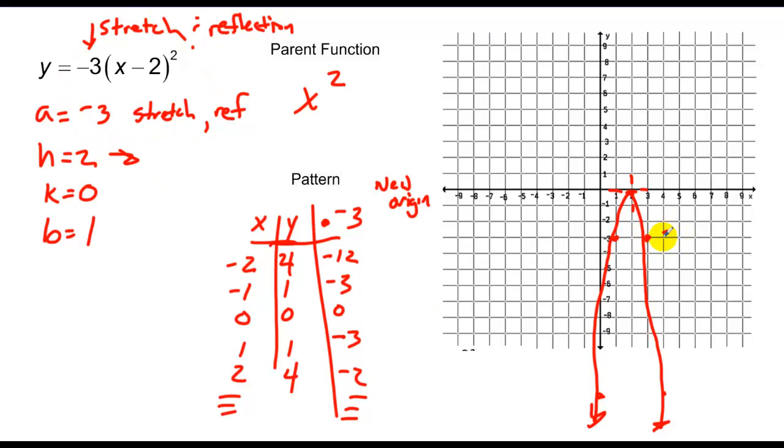So here, once again, is a point 3, negative 3. If this point checks, I will assume that I've graphed my function correctly. So I plug in: negative 3 equals negative 3 times (3 minus 2) squared. That's negative 3 times 1 squared, which is 1, and negative 3 equals negative 3. Once again, I've graphed it without plugging into that original equation.